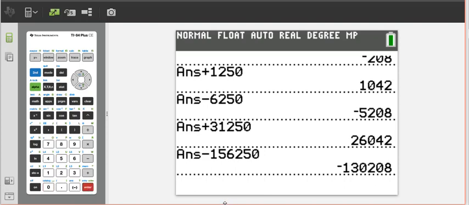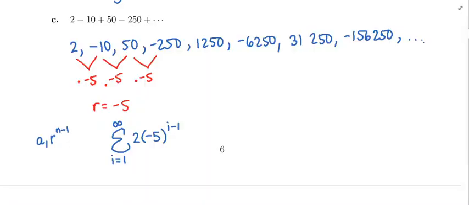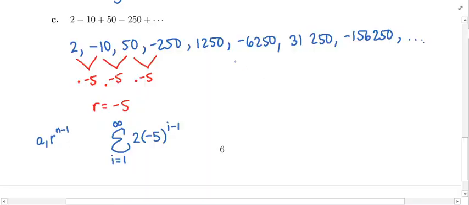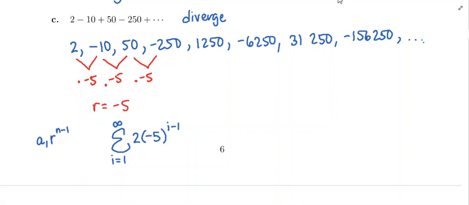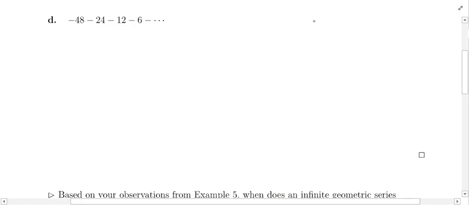Okay, so it looks like from our little investigation here that this series is going to diverge. We cannot add it up. Again, we will confirm this once we learn the rule. Let's move on to the sum in part D, and then hopefully we'll have enough information to make a guess here about what's going on.